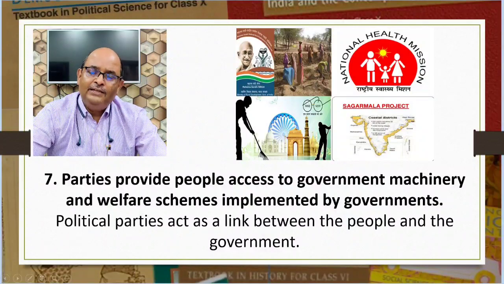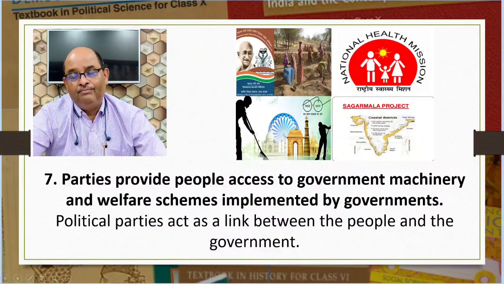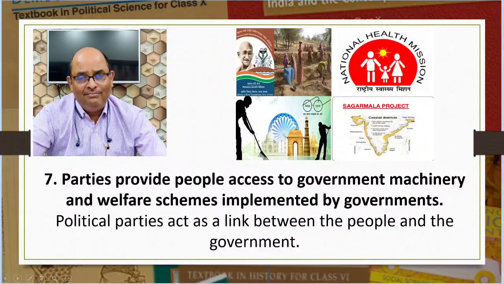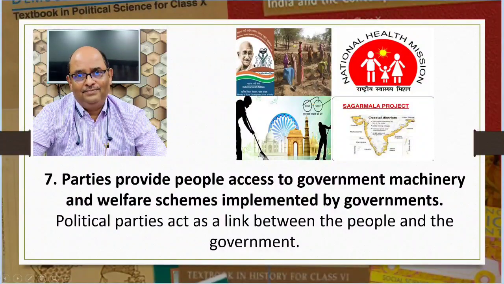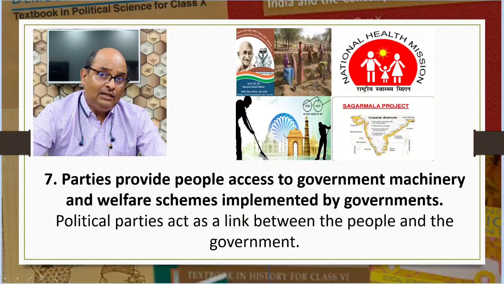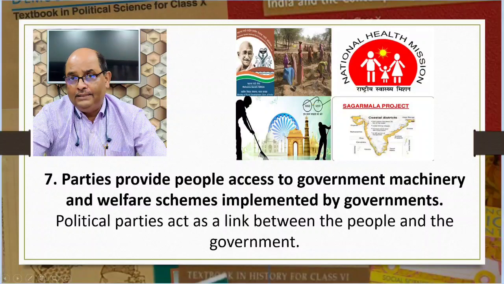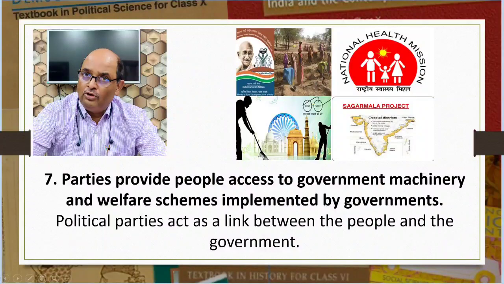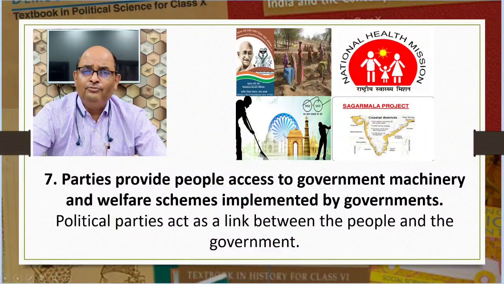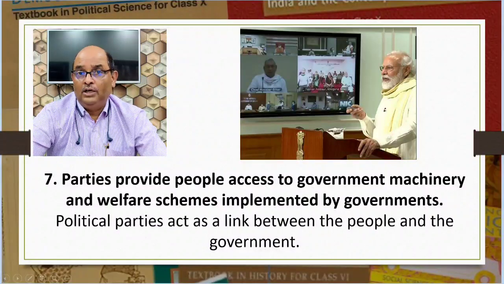Next, parties provide people access to government machinery and welfare schemes implemented by governments. Political parties act as a link between the people and the government. It is easy for a common man to approach a local party leader than a government official. The local party leader has to listen to the problem faced by the people and help them. Otherwise, people can reject them in the next elections. That is why they feel close to parties even when they do not fully trust them. Parties have to be responsive to people's needs and demands. Otherwise, people can reject these parties in the next elections.